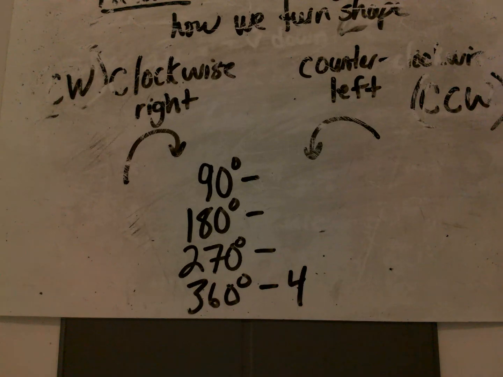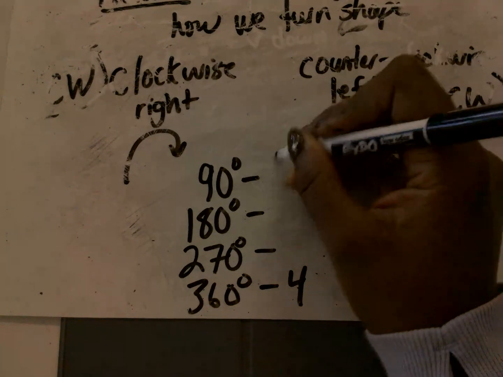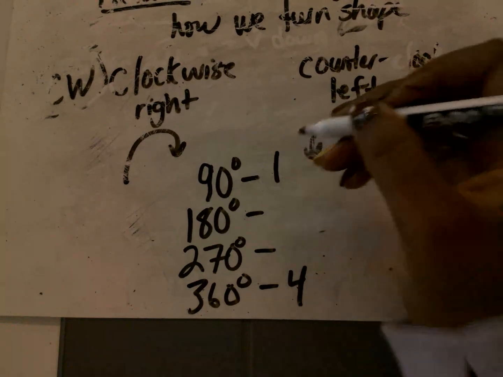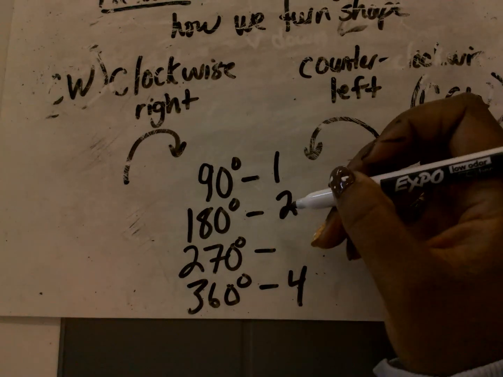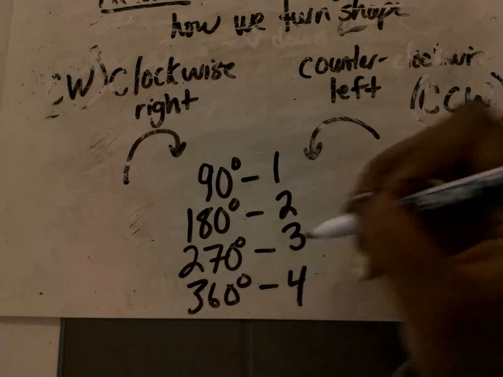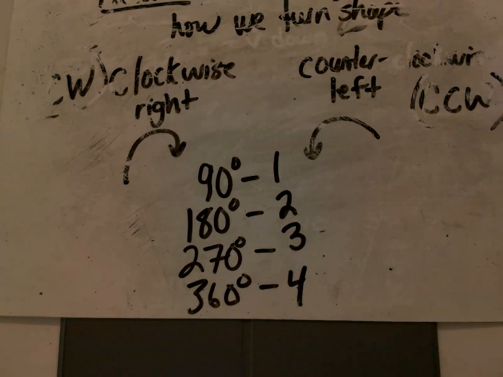Okay, so now 90 degrees is 1 turn, 180 is 2 turns, 270 is 3 turns, and 360 is 4. Okay? All right. Any questions?